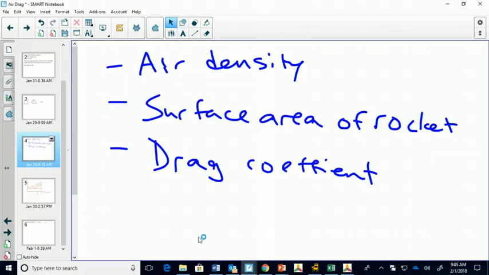As the rocket is moving through the air, how is it moving? Does that make sense? It's going this way, right? If I point the nose at you, it's going this way. So the surface area that's mostly being affected, is it the lateral side of it? No, it's more the front side of it, right?